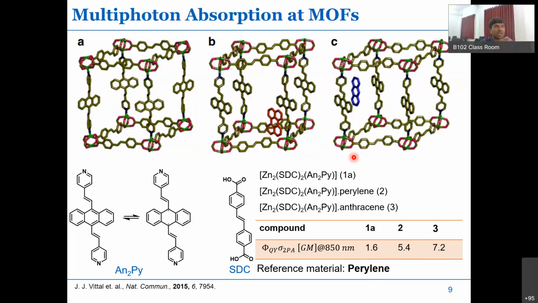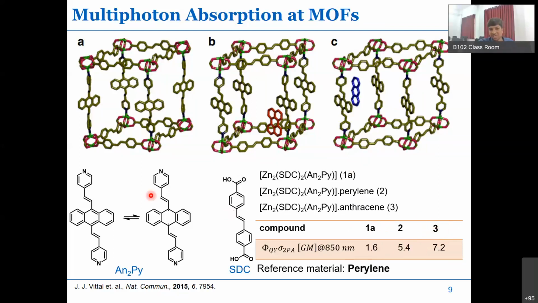energy from the electron cloud and polarization of the framework can be enhanced by using guest molecules such as penicillin and anthracene, so that you can see almost one order of magnitude enhancement is observed by loading the guest molecules.